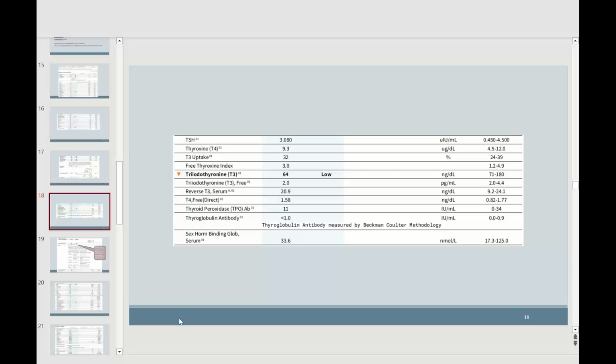So the other thing I want to point out is reverse T3. Okay, reverse T3 at 20.9. That's very high. That is one of the most accurate inflammatory markers. When we look at the literature, reverse T3 is associated with almost every inflammatory disease that we know of. And the higher it is, the worse the inflammation, the worse the autoimmune, the worse the mineral deficiencies. So reverse T3 is a very, very good surrogate marker for inflammation and potentially autoimmune processes.